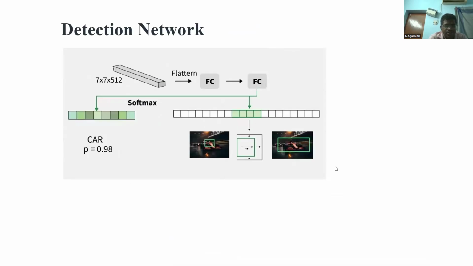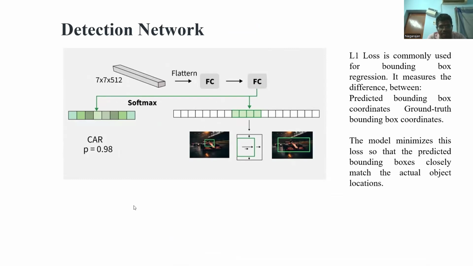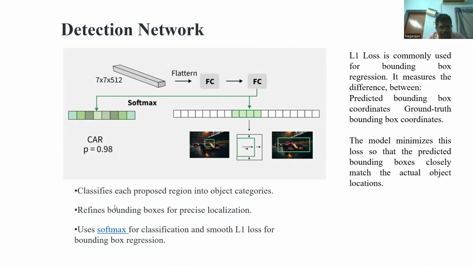In the detection network, let's assume there is a car. It is predicted with a probability of 0.98, with a softmax layer and fully connected layer applied. At last, we can view the output with classification and bounding boxes. It classifies each proposal region into an object category and refines the bounding box for accurate localization. The bounding boxes are drawn wherever the object is. It uses a softmax layer for classification and smooth L1 loss for bounding box regression.